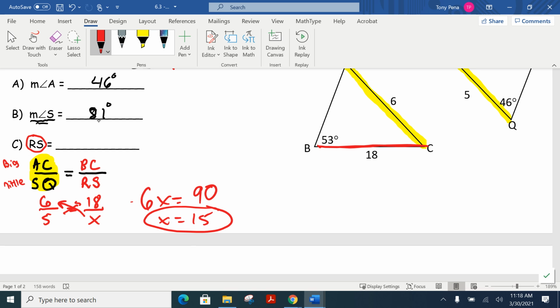All right. These proportions are the ones to be careful of. Those are the ones that we're going to need some practice on, just to make sure we're setting them up correctly. Once you have them set up, they're easy to solve, though.